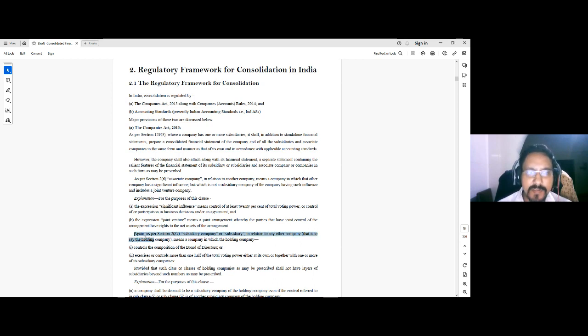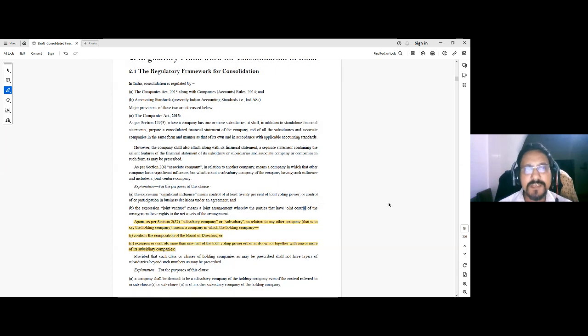Coming to subsidiary company, if you can see, I have highlighted the portion. As per section 2(87) of the Companies Act, subsidiary company or subsidiary, in relation to any other company which is the holding company, means a company in which the holding company controls the composition of the board of directors or exercises or controls more than half of the total voting power, not number of shares, total voting power, either on its own or together with one or more of its subsidiary companies.